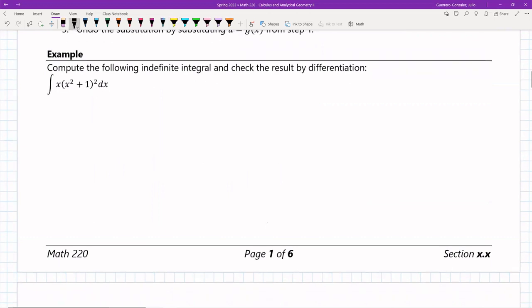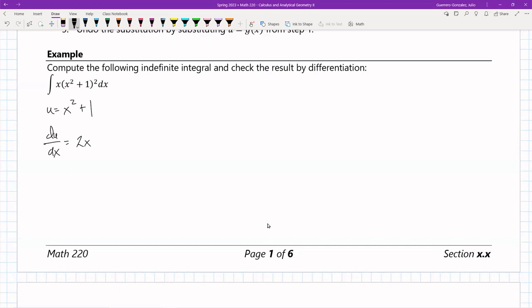If we take a look at this integral, we are trying to look for an expression somewhere in that integral where the derivative is somewhere else in there. Does that make sense? For this one, the easiest thing to go for is if we let u equal x squared plus 1. If we let that be u, the next step is to take the derivative. So du over dx is going to be 2x.